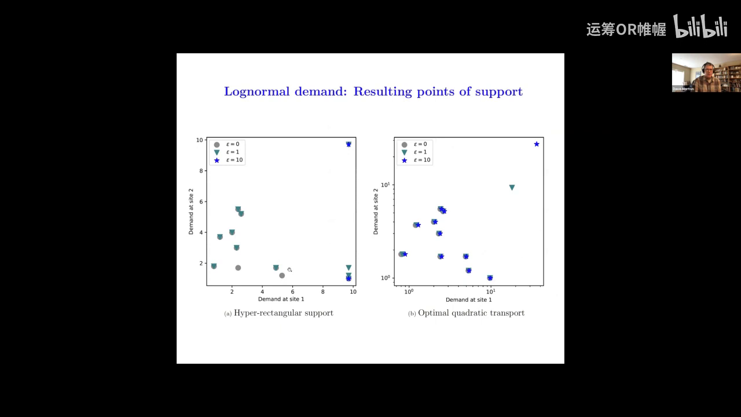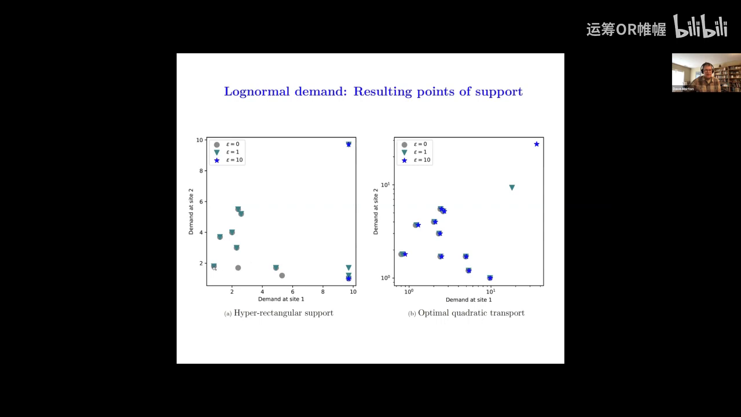So what's actually happening to these points of support? What is nature doing? The left plot is hyperrectangular support. The gray points are the original points of support. I just took 2 of the 30 customers and we plotted those. The gray points here are the original points of support. The green points are what nature did when it has a radius of 1 and a radius of 10.